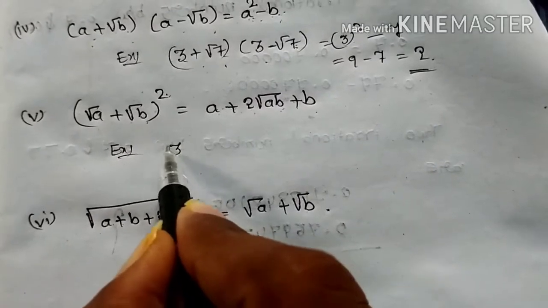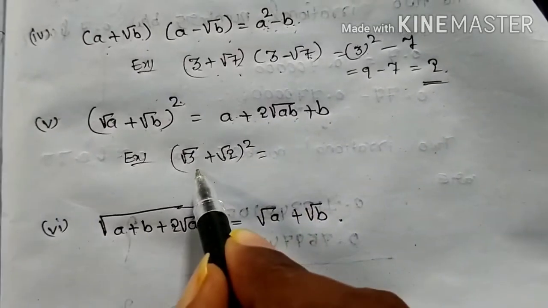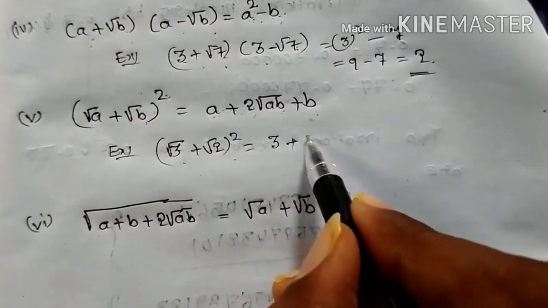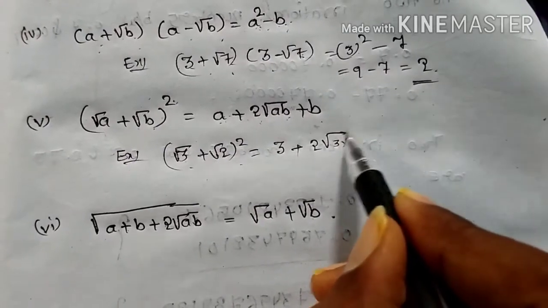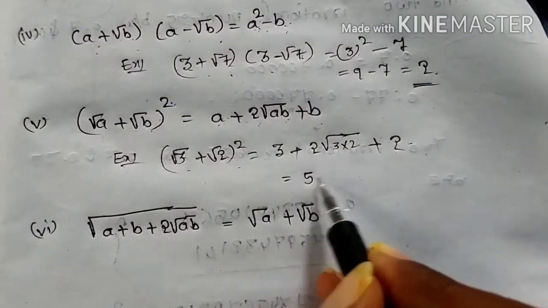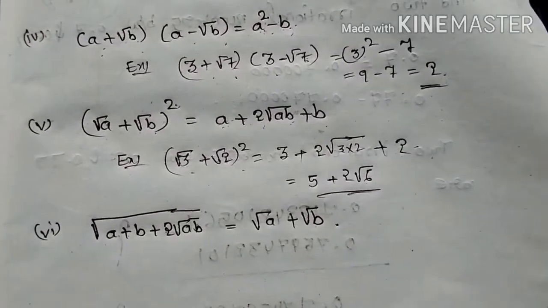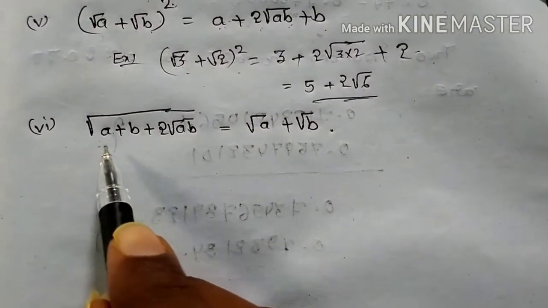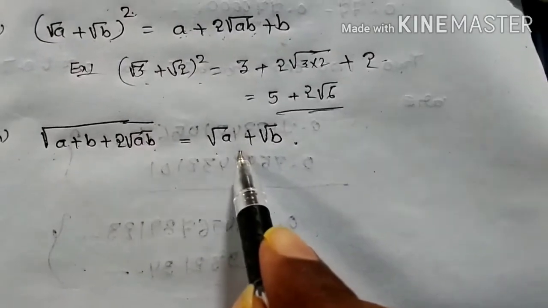In this way you can write an example. I am taking here square root 3 plus square root 2 whole square. First, A value is how much? 3. Next, 2 root AB, that means 2 root of 3 into 2, plus B value, how much? 2 only. That means 3 plus 2 is 5, plus 2 root 6. This is your answer: 5 plus 2 root 6. You can use the formulas carefully. See here: square root of A plus B plus 2 root AB is equal to square root A plus square root B.